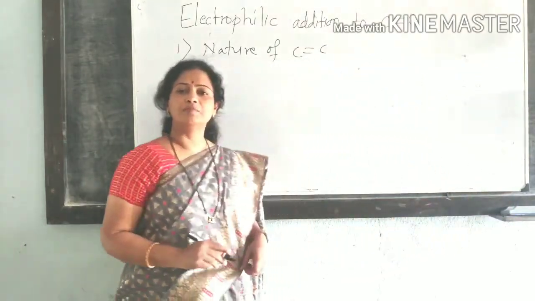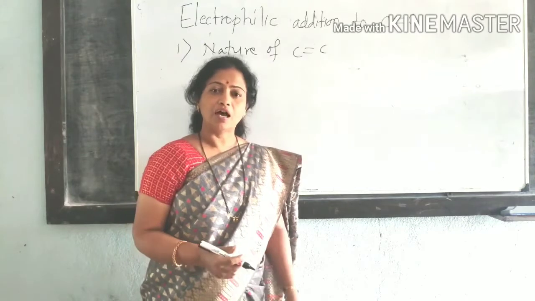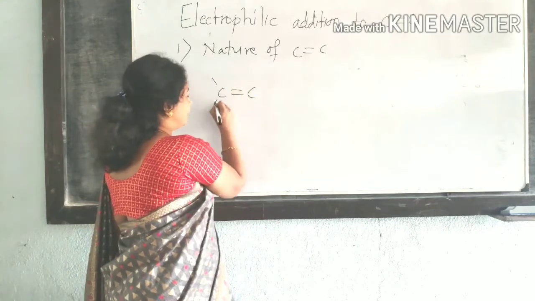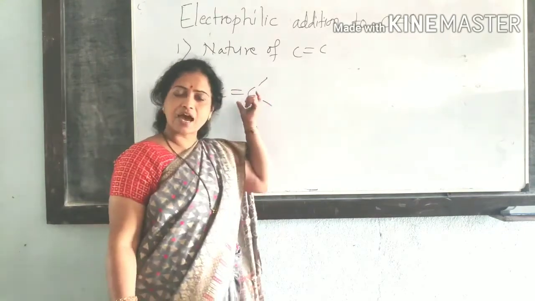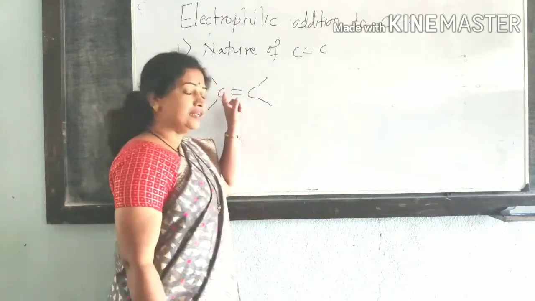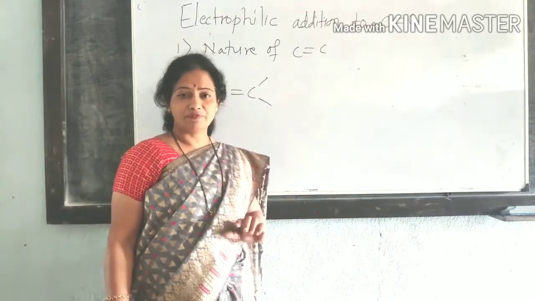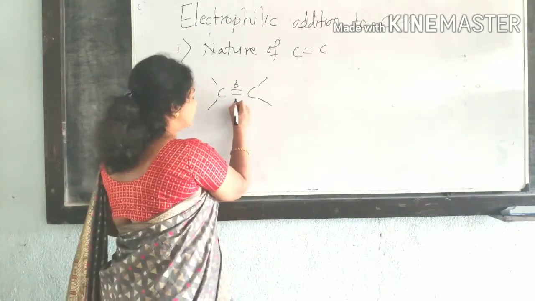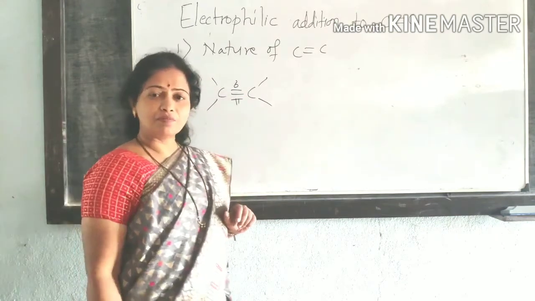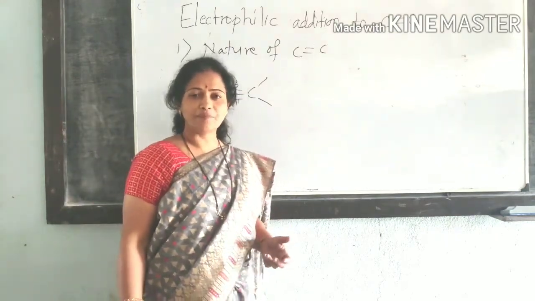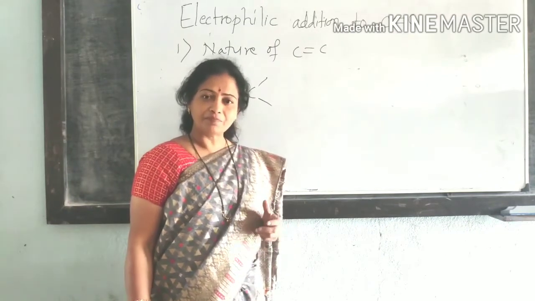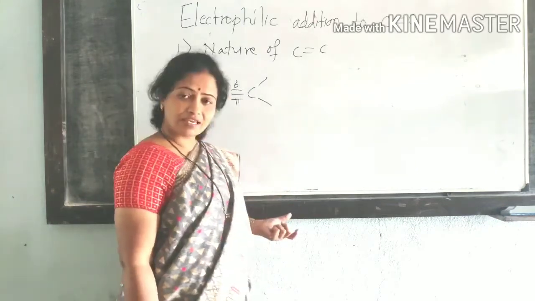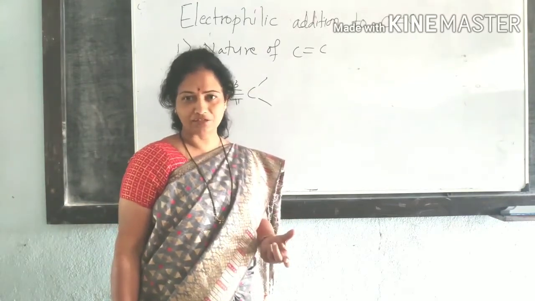Now, as we know, the compounds having carbon-carbon double bond are called alkenes, and they are represented like this. In this carbon-carbon double bond, the nature of both the bonds is different. The first bond is a sigma bond, while the other bond is a pi bond. The sigma bond is formed by axial overlapping of atomic orbitals, while the pi bond is formed by lateral overlapping of atomic orbitals. And this can be explained on the basis of hybridization.